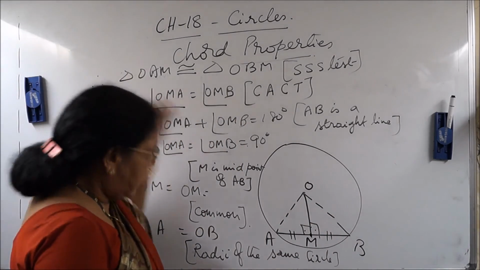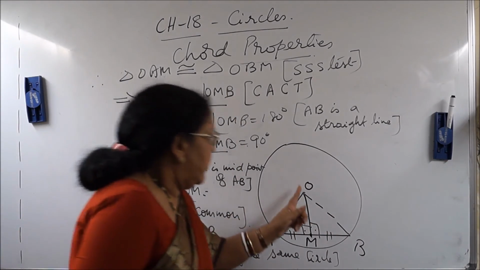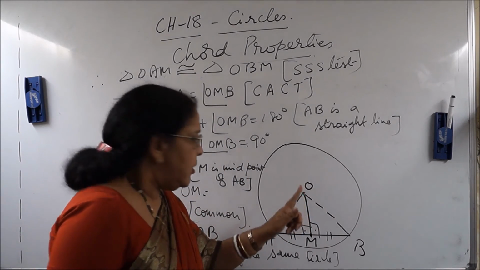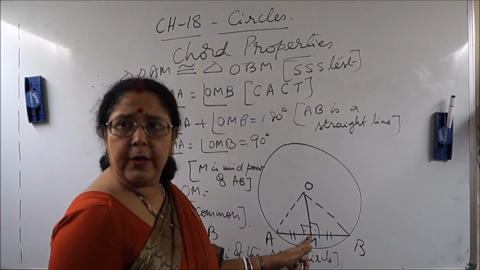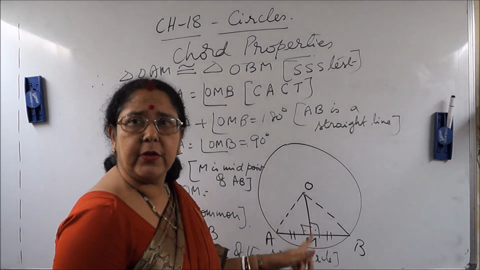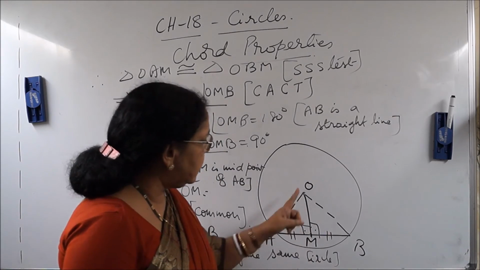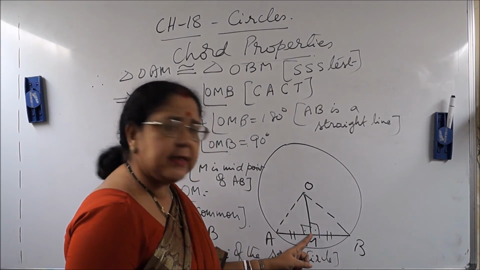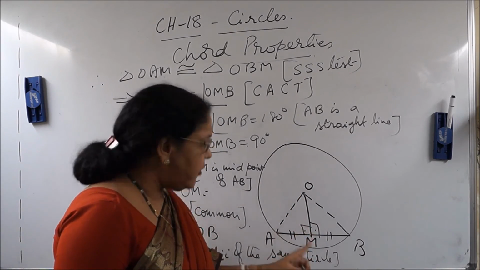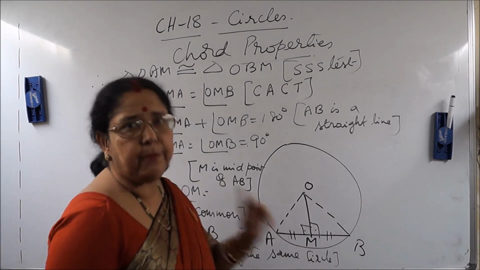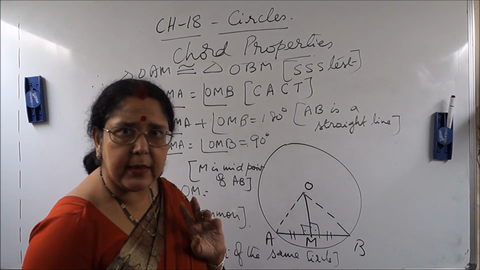So what we started with: a straight line drawn from the center of a circle to bisect a chord is perpendicular to the chord. OM is the straight line drawn from the center of a circle to bisect the chord AB. So therefore we have proved that OM is also perpendicular to AB. Is it clear, children, this first one?